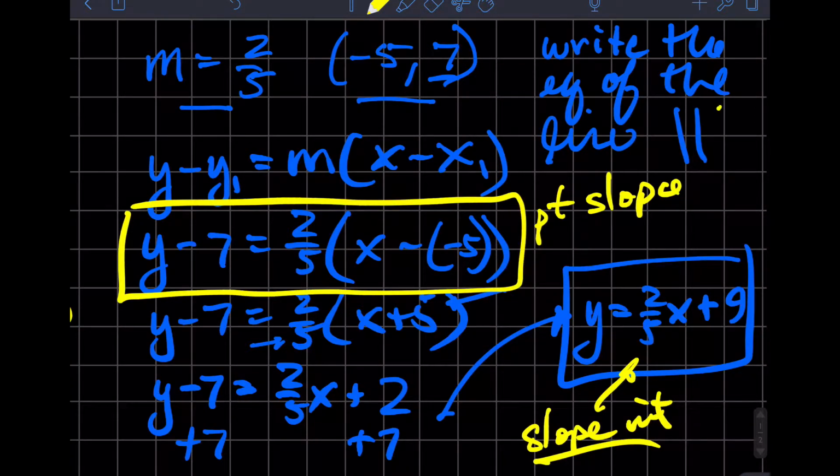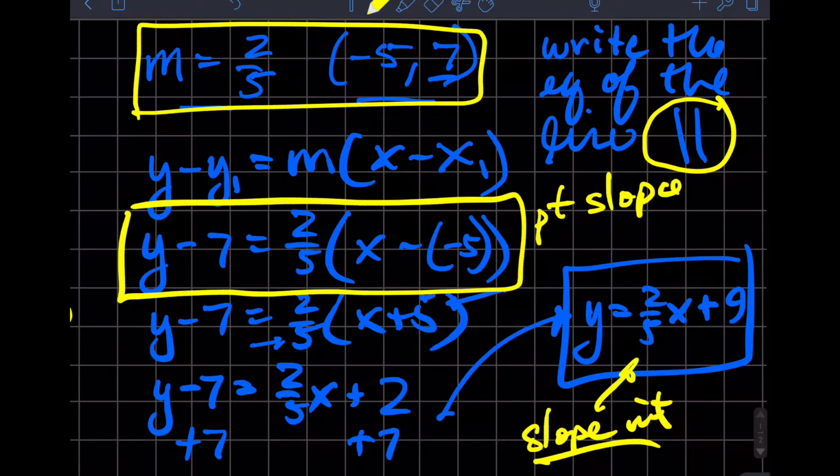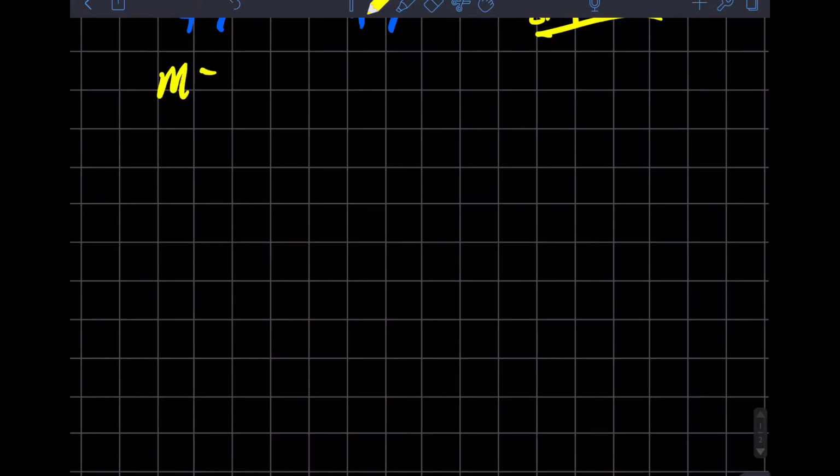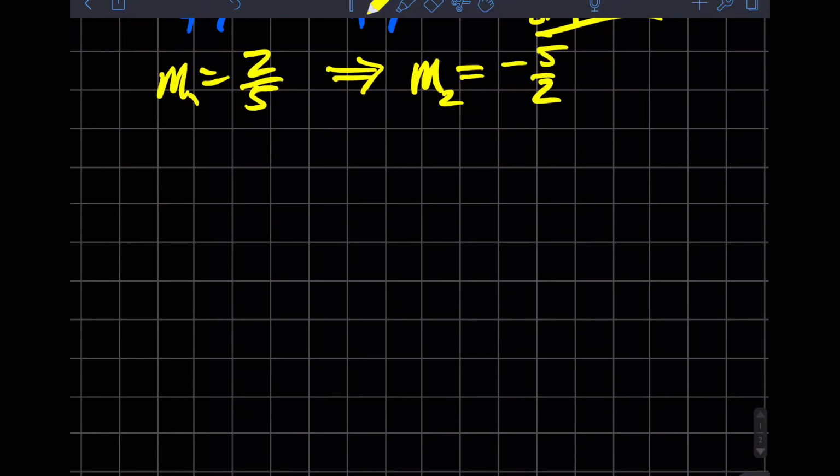You could also be asked the same question, except I need to find the line that's perpendicular. So let's use the same numbers and find the line that's perpendicular to a line that has this slope but goes through that point. And so my original line has the slope of 2/5, and so I need to determine the line that's perpendicular to that. Its slope, let's call that m1 and call that m2, is going to be -5/2.